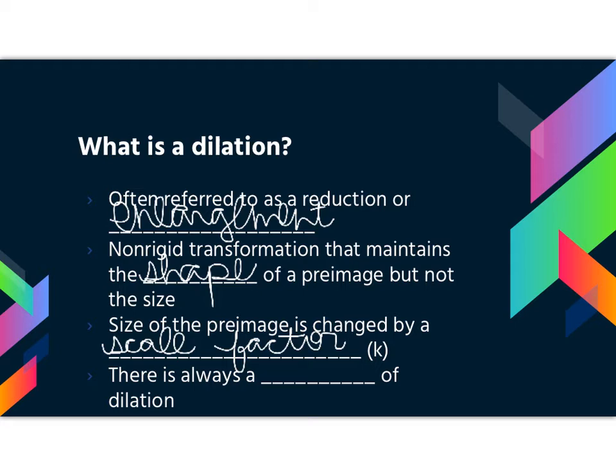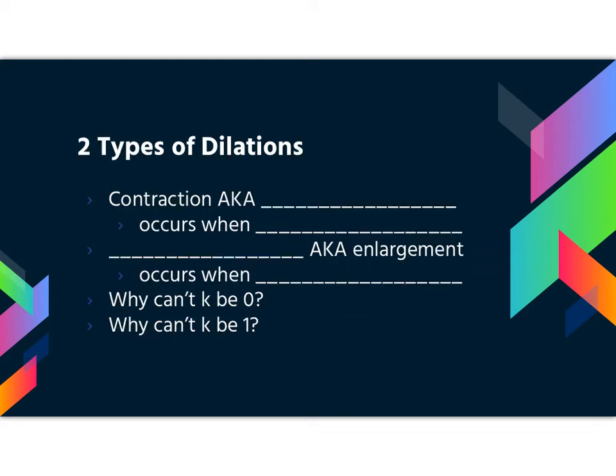Just like with rotations, there's a center of rotation. In Math 2, we're going to have the center of dilation be the origin, or the coordinate (0, 0), but the center of dilation can actually be any point on the coordinate plane. There are two main types of dilations.